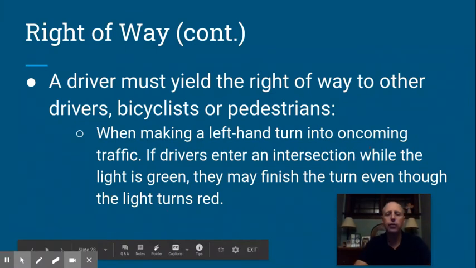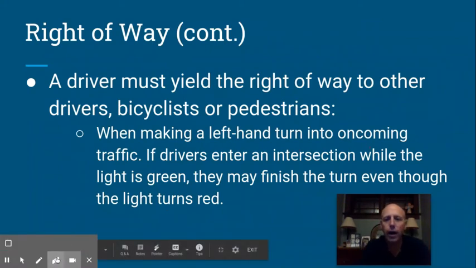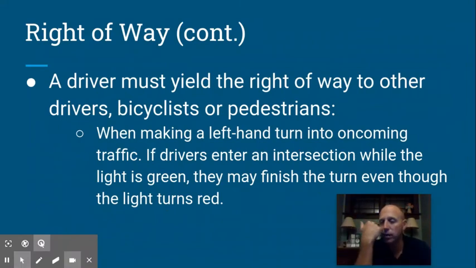All right, our next right-of-way situation. When making a left-hand turn into oncoming traffic, if drivers enter an intersection while the light is green, they may finish the turn even though the light turns red. This one will freak you out the first time you have to do it, but it's totally legal. It's totally fine. So what they're talking about here is you come up to a traffic light and you're wanting to turn left. Well, the light is green, but there are cars coming, so you can't turn left yet.